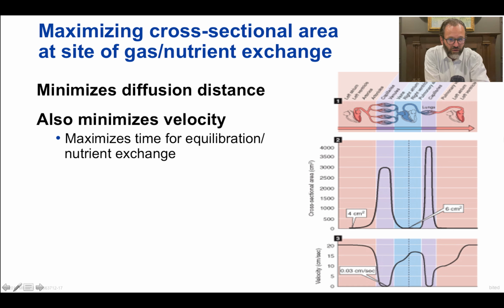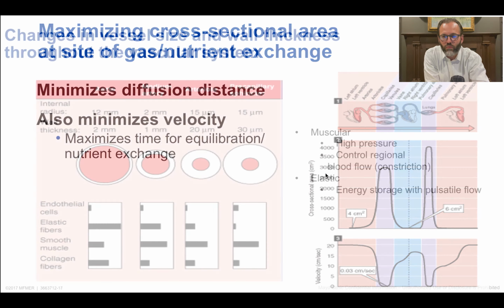If you look at starting here, on the left side of the heart, going through the systemic capillaries, you have a massive amount of cross-sectional area. Importantly, when you come back to the right side of the heart and then go through the lungs, you have an even larger cross-sectional area in the lungs. That would make sense because we want to be able to oxygenate that blood adequately as it goes through the lungs and subsequently bring oxygen to the systemic circulation. As stated here, reciprocally, blood velocity drops dramatically in both systemic and pulmonary circulatory beds.